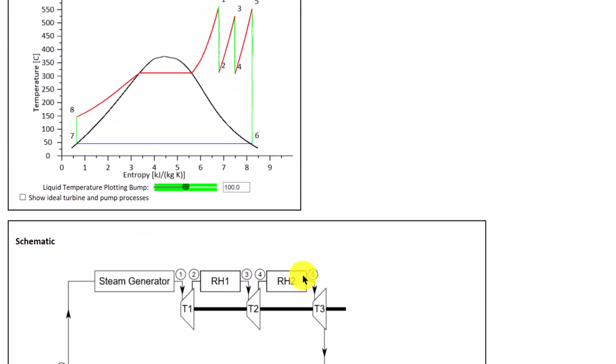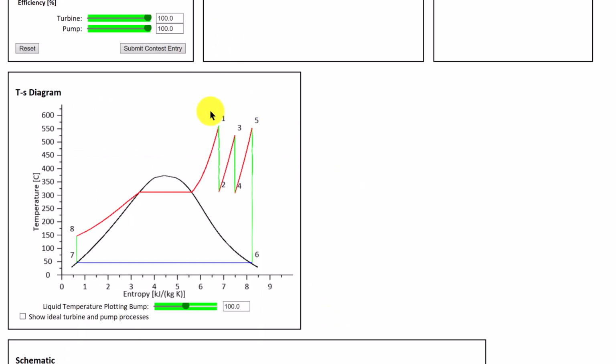If we take a look at the layout now, the schematic, because we have two reheaters, we have three turbine stages now. So this is the reason we do reheat, is to move those turbine processes as far as possible out into the superheated region.